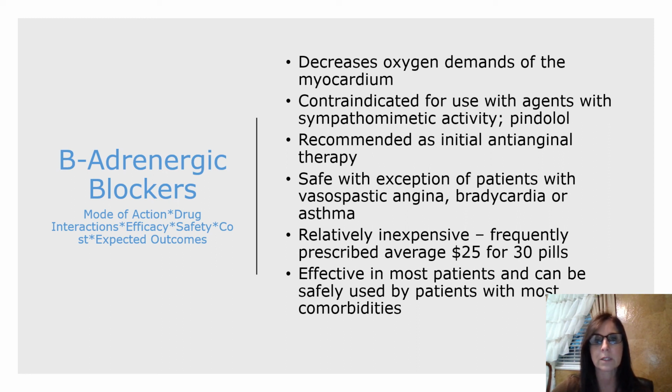Beta blockers are recommended as an initial anti-anginal therapy drug. The typically prescribed beta blockers such as atenolol or metoprolol are relatively inexpensive, averaging about $25 for a 30-day supply. These are great drugs to use in conjunction with a short-acting nitroglycerin.